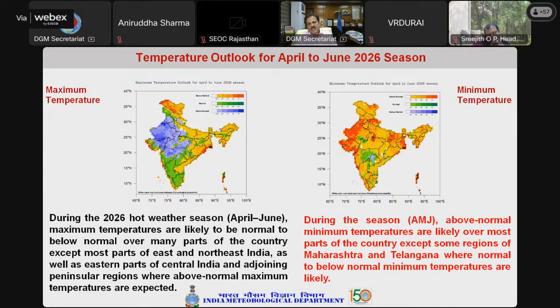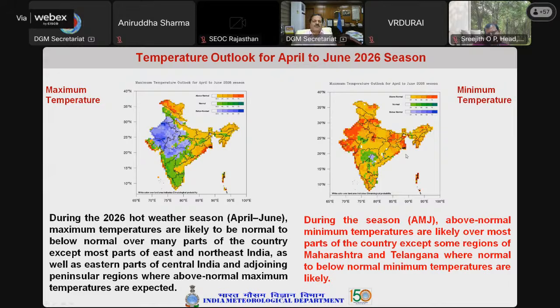If I look at the minimum temperature, most parts of the country are showing above normal temperature. There is also high probability of above normal temperature over Rajasthan, Gujarat, Bihar, West Bengal and Sikkim, all these areas. The most red color you can find here. So what does it mean actually? Except some parts of Telangana and Maharashtra, where it will be normal to below normal minimum temperature.